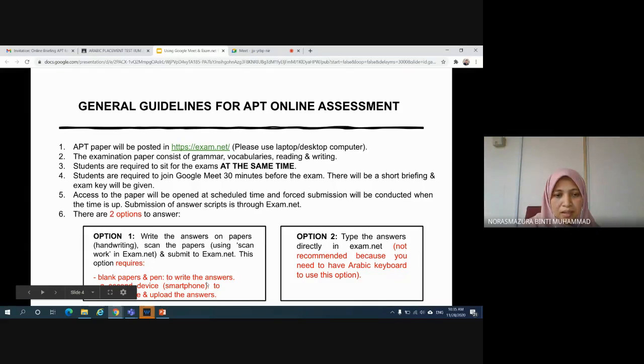Okay, blank paper and pen to write the answer. A second device, smartphone, is for Google Meet. Your smartphone is only for Google Meet and to upload the answer. The option number 2, types of answer directly in Examnet. This one we do not recommend because you need to have an Arabic keyboard to use this option. So it's easy for you if you can write the answer on the blank paper. Understand this?